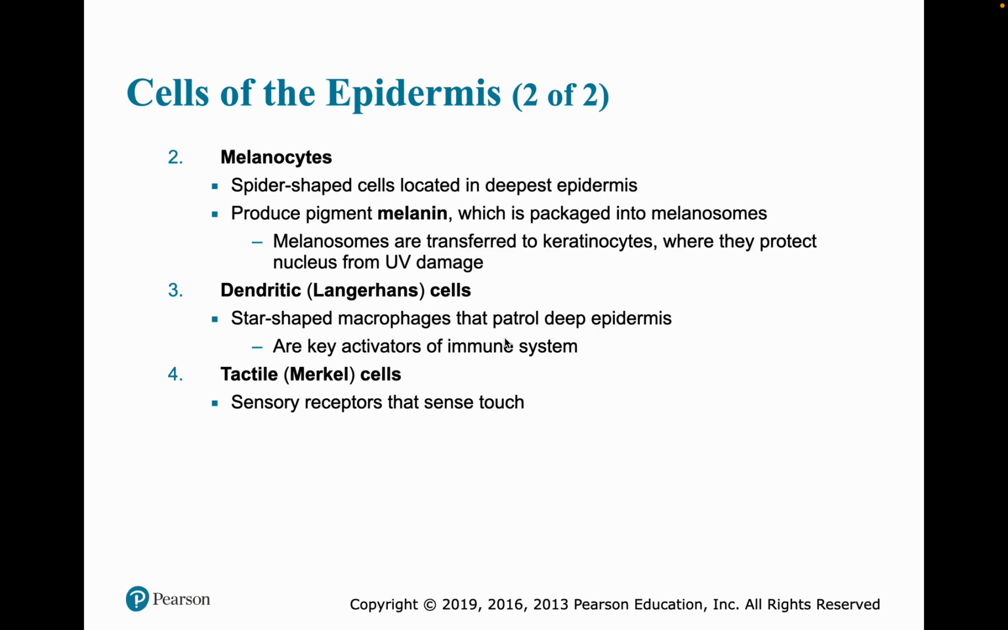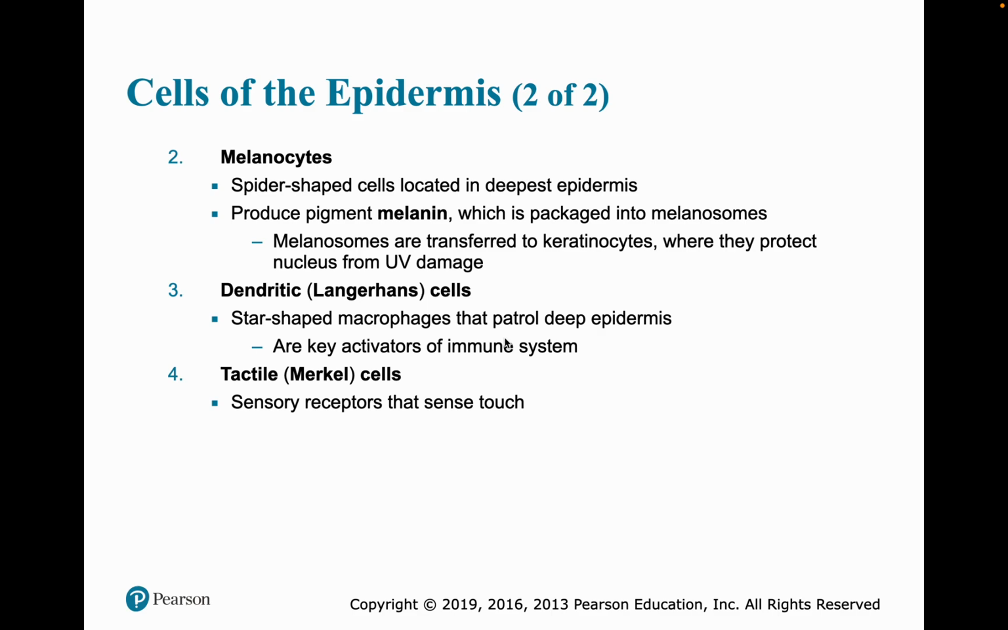We also have melanocytes here. Those are kind of spider-shaped cells that are located in the deeper parts of the epidermis, close to where there is blood vessel supply for nutrients. They produce a pigment called melanin. That melanin is packaged into a vesicle that's called a melanosome. And the melanosomes are transferred to the keratinocytes. And the keratinocytes use that pigmented vacuole to cover up their nucleus and protect the nucleus from damaging ultraviolet light.